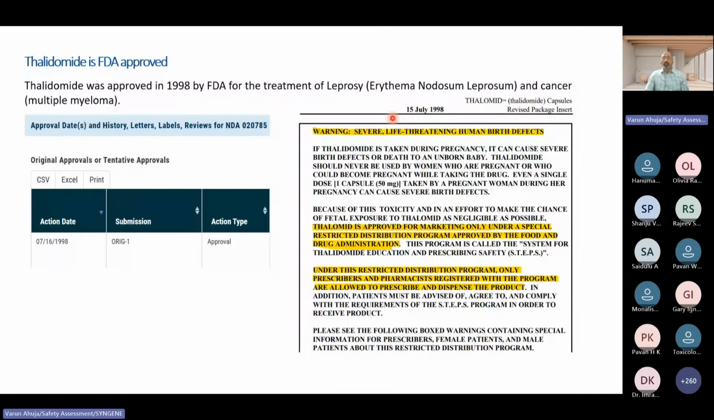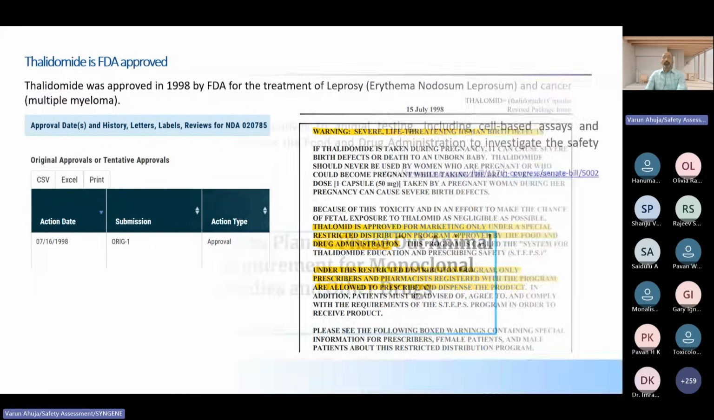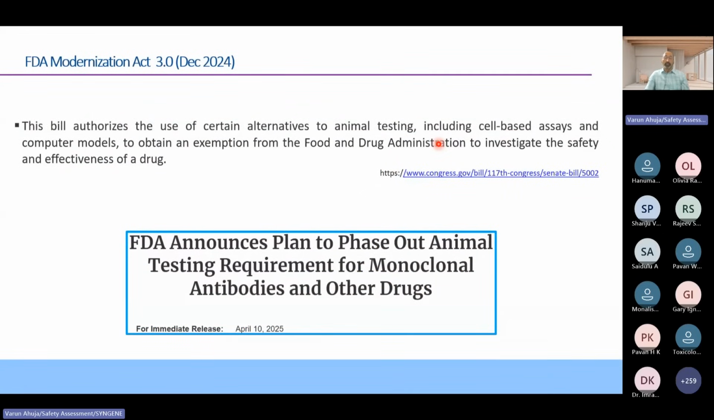So here is a screenshot from the label of the drug thalidomide, and it warns that it is severe, life threatening, and can cause human birth defects. It is not an OTC drug. Thalidomide is approved for marketing only under a special restricted distribution program approved by FDA. Under this program, only prescribers and pharmacists registered with the program are allowed to prescribe and dispense the drug. So a drug which was so toxic is now approved by FDA for treating difficult diseases for which no drug was available in the market.